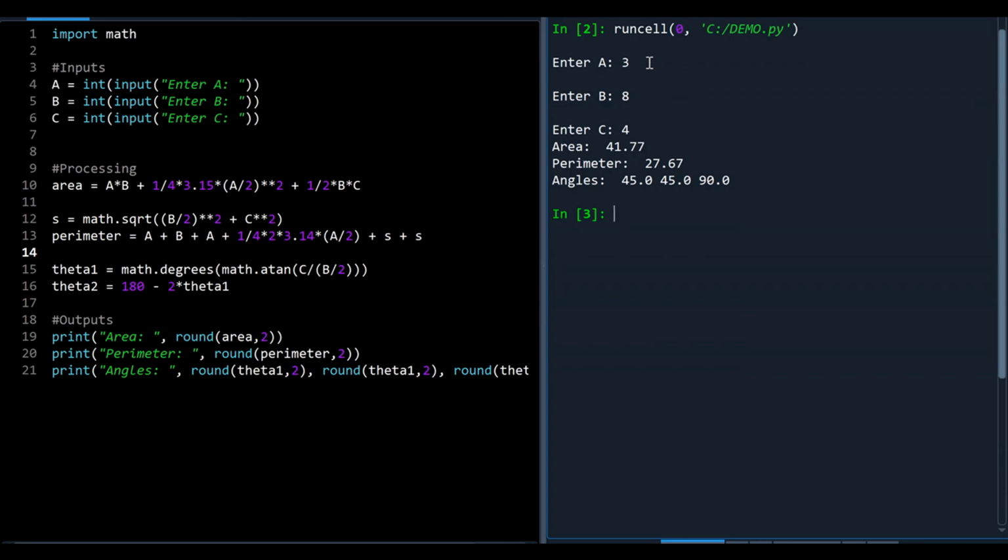Okay, so if I enter 3, 8, and 4, I get an area of 41.77, a perimeter of 27.67, and 2 45-degree angles and a 90-degree angle. Okay, so I could go ahead and check that manually with my calculator if I wanted to. I could talk to a friend to see whether they would agree with my math for those particular cases, and I could run it again for some different numbers if I really wanted to. But just remember, you want to do input, processing, output, and then somehow evaluate your solution to check to make sure that it is working correctly.